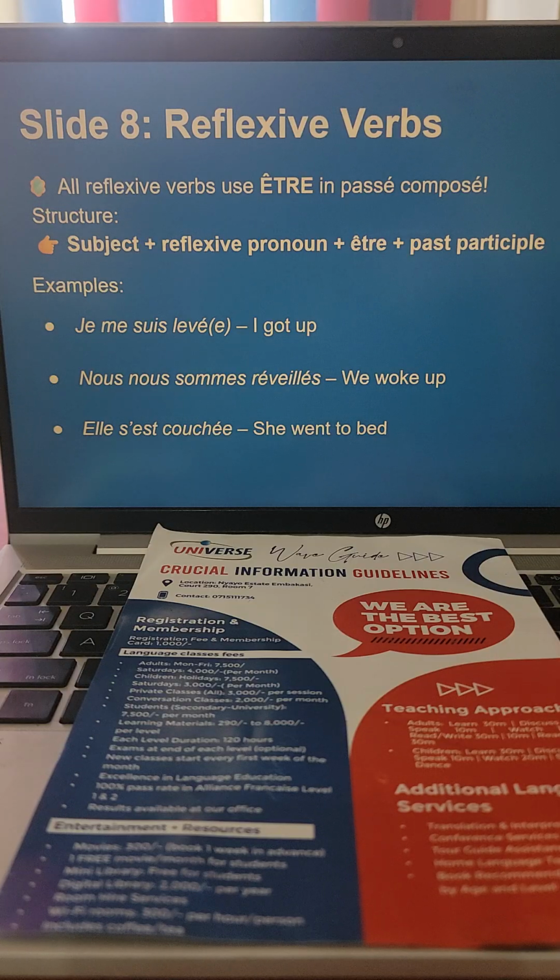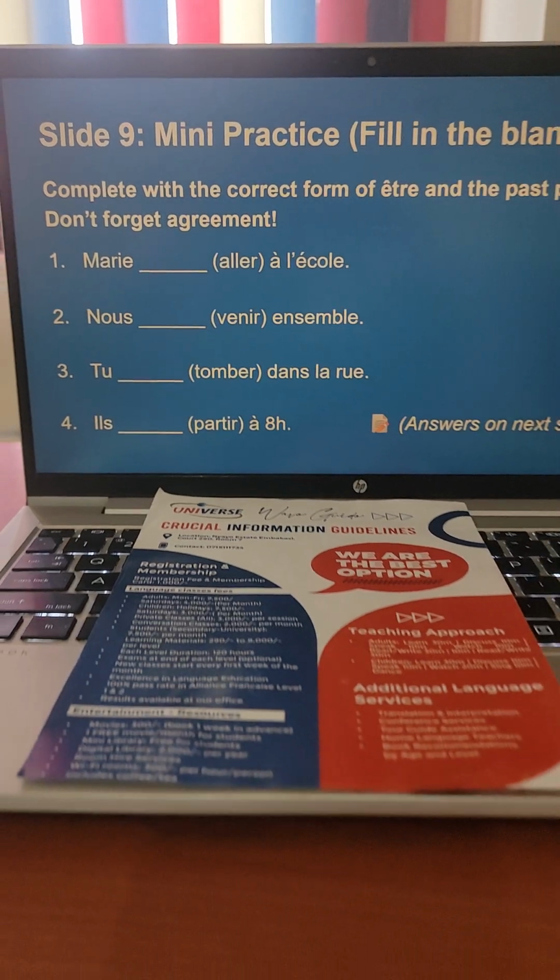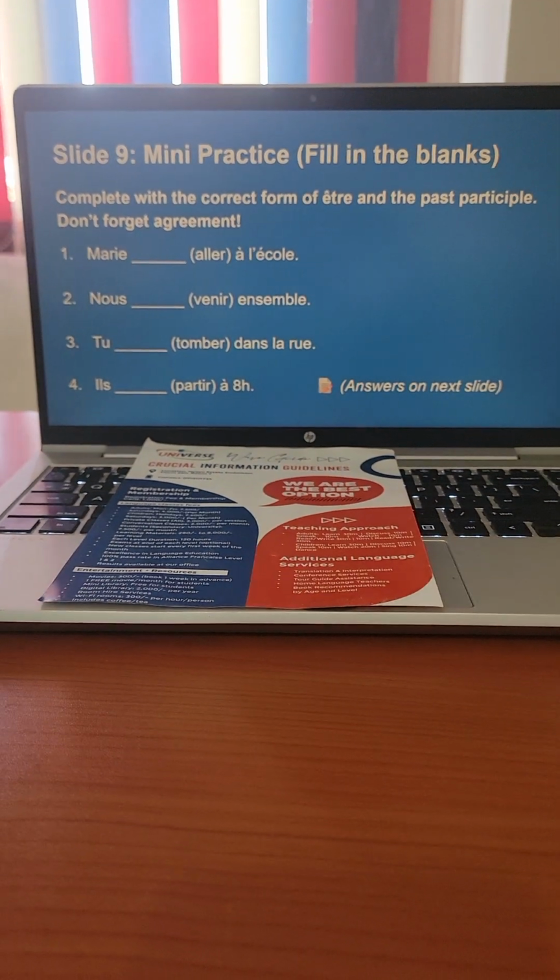Elle s'est couchée. So you need to know the reflexive pronoun. Je me, tu te, il se, nous nous, vous vous, ils se, et elles se. Good. We are going to practice, just a mini practice.